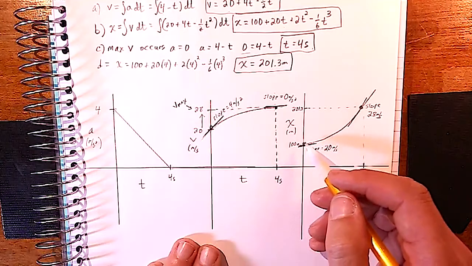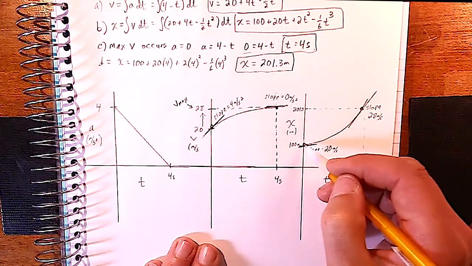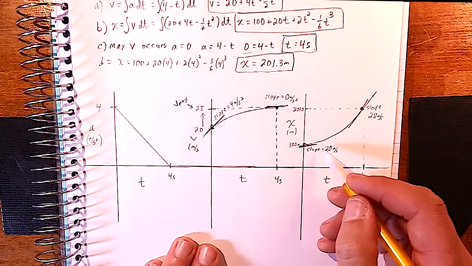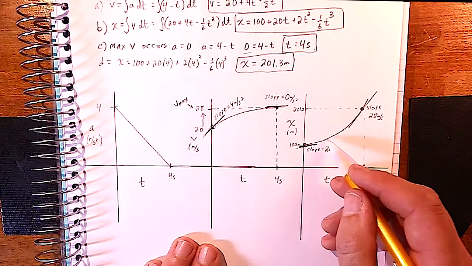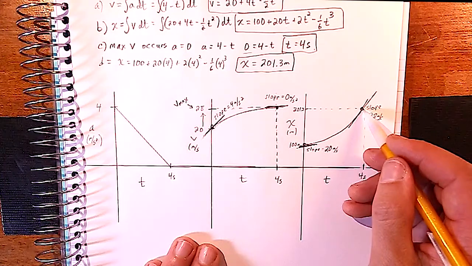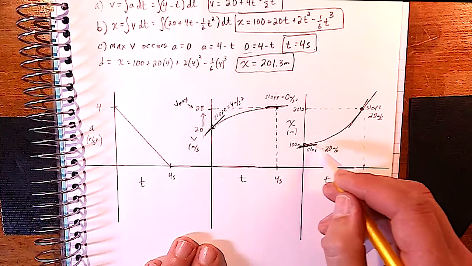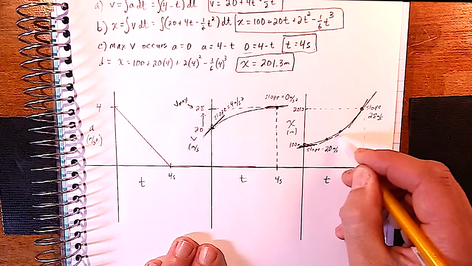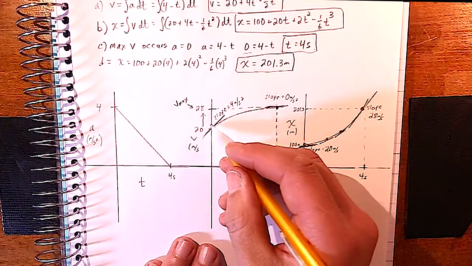So in the final graph, we have position. Well, what does it do? It starts at 100 meters, that's our initial position. This isn't quite to scale here. And it ends up at 201.3 meters. Well, what happens to the slope? The slope starts out at 20 meters per second, and it increases until it reaches this maximum velocity of 28 meters per second. The rate of change is going to be, at any point, the velocity, which is equal to the velocity on this graph at any point t.